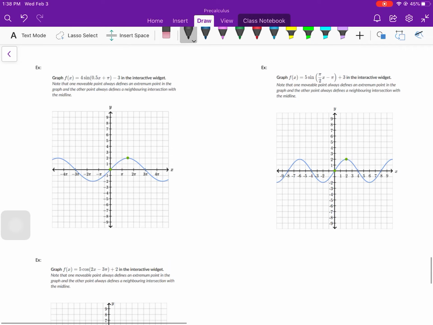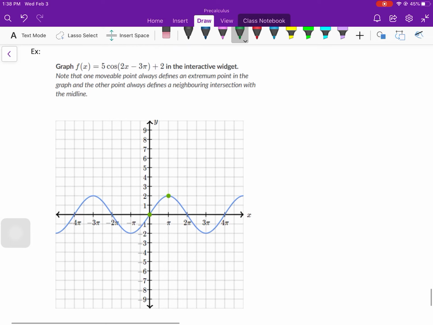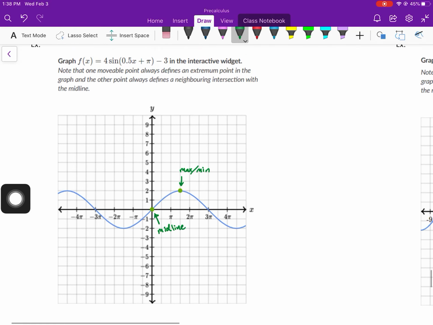Okay, so what you want to do with this one is you want to just pay careful attention. We've had a similar assignment before. One of these points they're given is the midline point. This is a midline point. And this one's your max or min. So like with cosine, you're going to want to switch those around because cosine starts on its maximum or minimum. So you're going to want to flip those around. So make sure you do that with cosine.